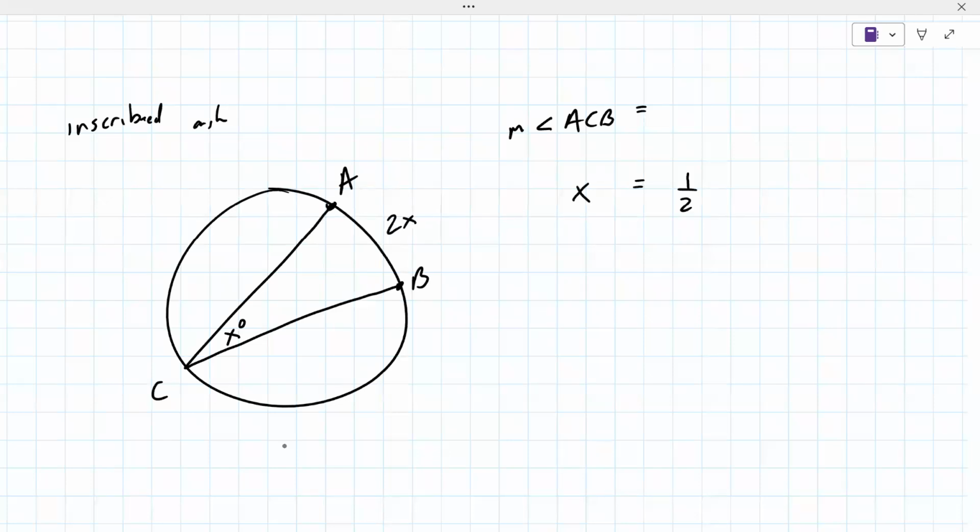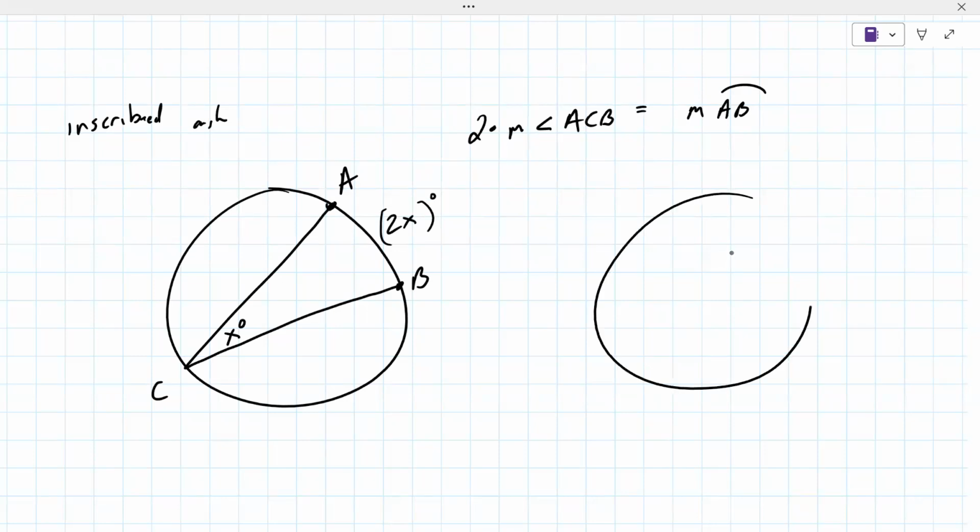So I don't really like doing that. I like writing it as like 2x, but books use a half. But the measure of arc AB is, well, let me do this. Let me do it the other way. So the measure of arc AB, it's 2 times that angle there.